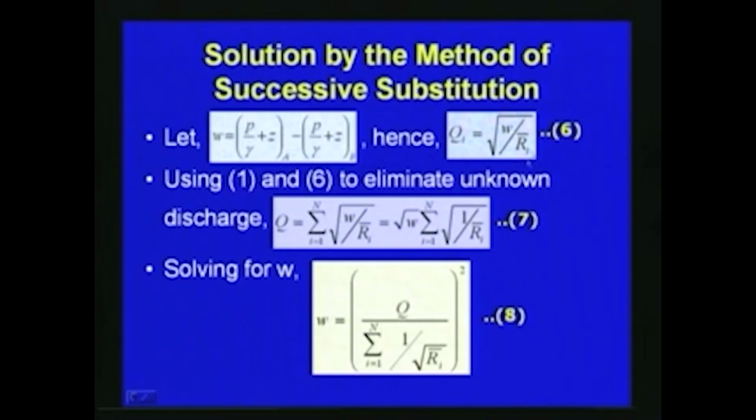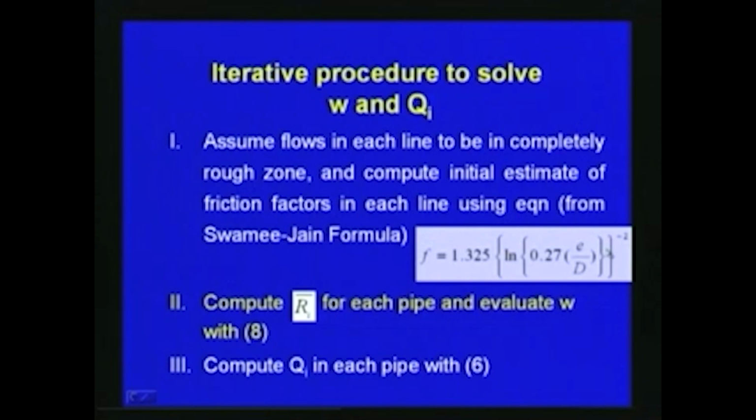Now equation 1 and equation 6 we can use to eliminate the unknown. So, we get Q is equal to sigma i is equal to 1 to n square root of W by Ri bar, and that will be equal to root W, taken out, into sigma i is equal to 1 to n square root of 1 by Ri bar. Since the total discharge is now known, we can sum it up. By using equation number 1 and 6 we get equation number 7, and now we can solve for W as W is equal to Q by sigma i is equal to 1 to n 1 by root Ri bar, whole square, as shown in equation number 8. So, equations 6, 7, 8 and 1 we will be using for the solution.